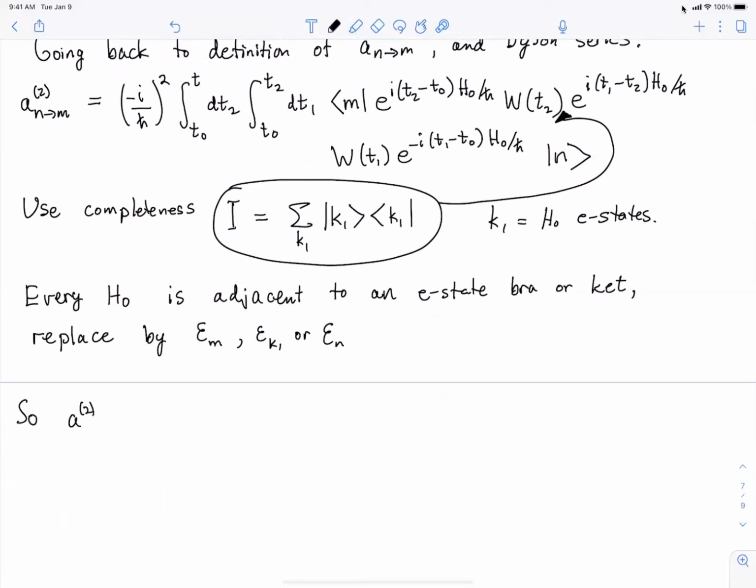So I'm just going to rewrite it. Really, this depends on t and t0. And so as before, we have minus i over h bar, two factors of that. We still have our integrals to do.